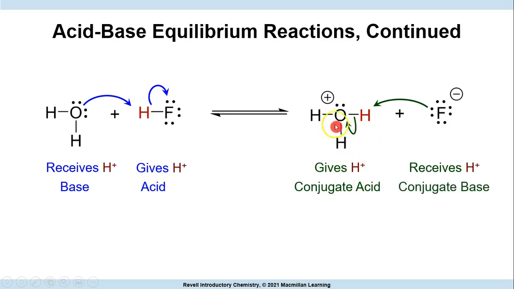So everything here will be conjugate. The acid here is called the conjugate acid, and the base that receives the proton is called the conjugate base. So we are going to see acid-base pairs. As we move ahead, we'll see acid-base pairs. For water here, when it receives the proton from the hydrofluoric acid, it becomes a conjugate acid. And we see hydrofluoric acid here, when it donates its proton, it becomes the conjugate base.